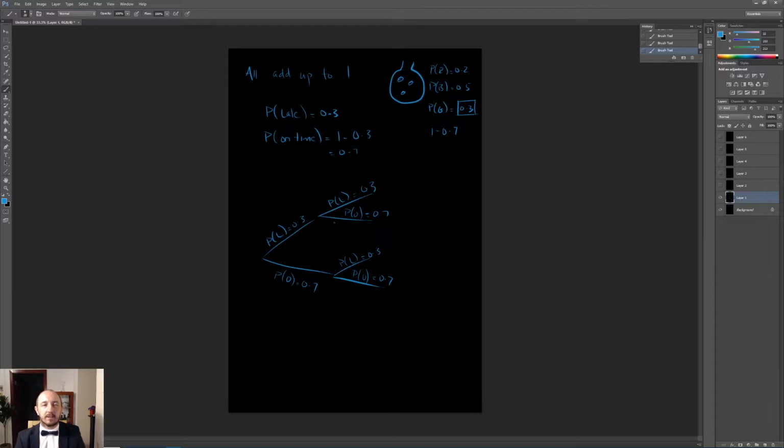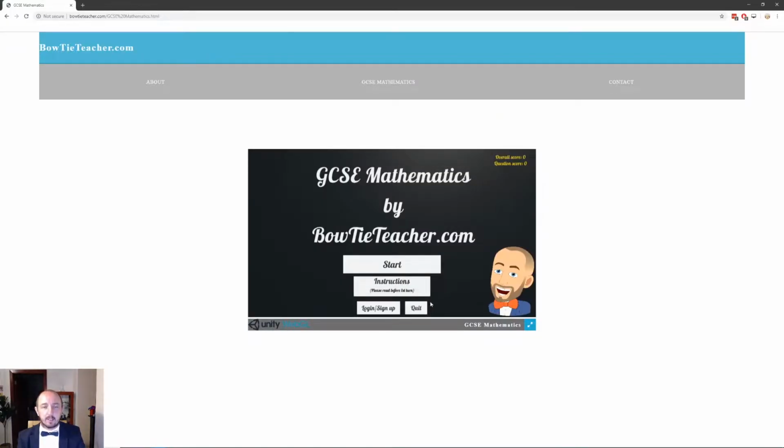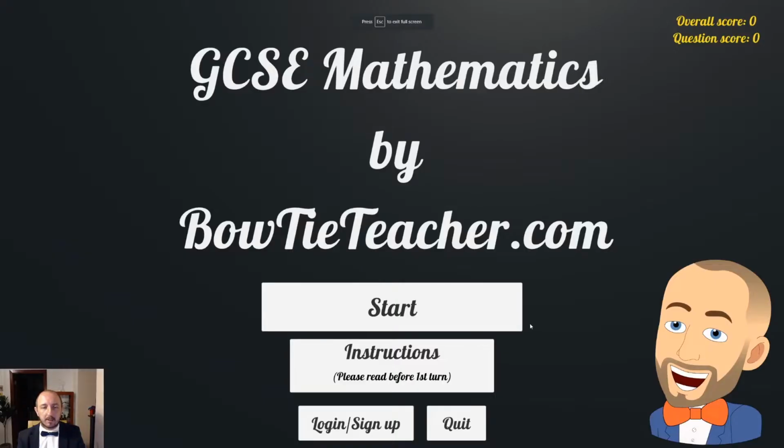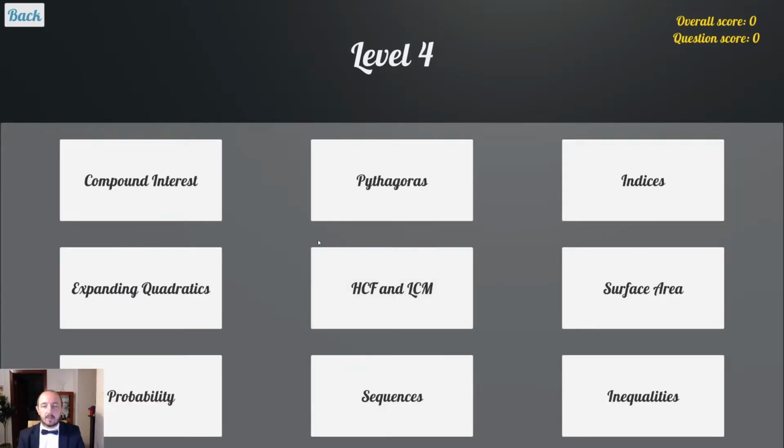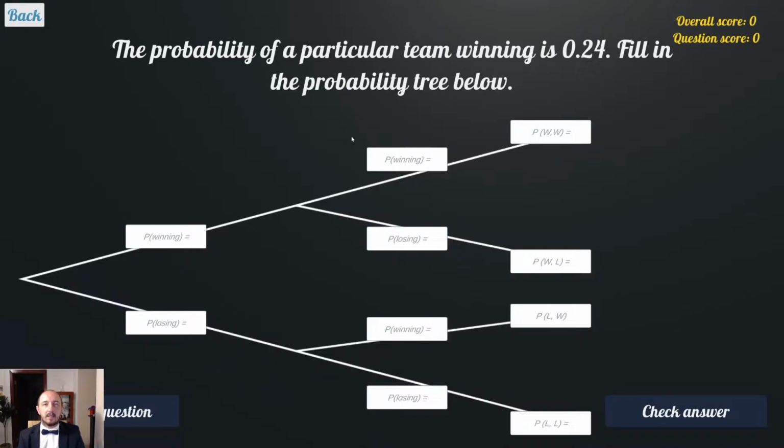Now if we head on over to bowtieteacher.com, I've created an app on the GCSE Mathematics page which is relevant to this particular topic. So if we just maximize this and we go to start, you can log in and sign up if you want to track your progress. We can go to level 4 and we have some probability here where it will give you the probability of a team winning is 0.24, and you can fill in the rest of this probability tree. So 0.24, we would work out what the probability of losing is, which is 1 minus that, 0.76.